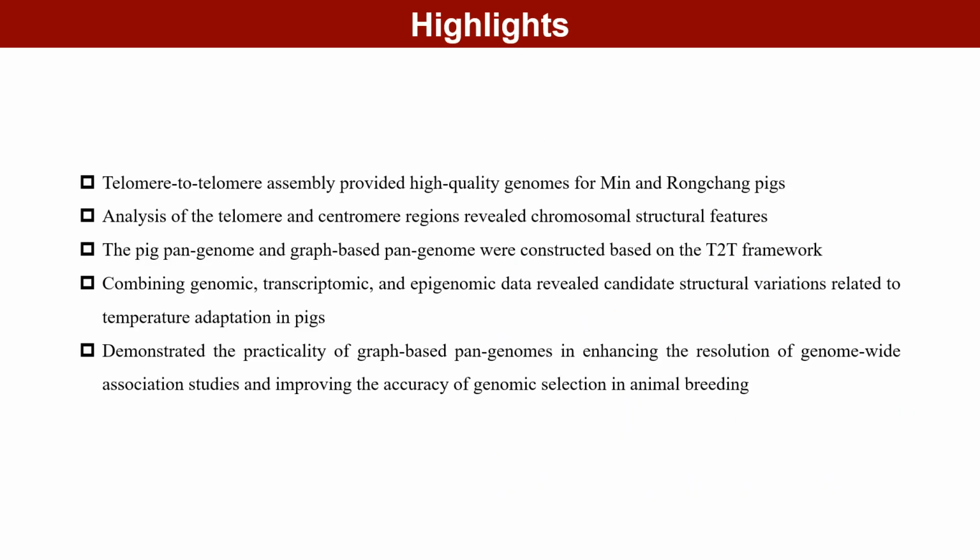In this study, our highlights include providing T2T genomes of Min and Rongchang pig, revealing structural features of complex genomic regions like centromeres. Based on the T2T framework, we integrated public genomic data to construct a pan-genome and a graph-based pan-genome. Additionally, through multi-omics integration, we identified candidate structural variants related to temperature adaptation in pigs. Finally, we demonstrated that the graph-based pan-genome improves the resolution of genome-wide association studies and the accuracy of genomic selection.